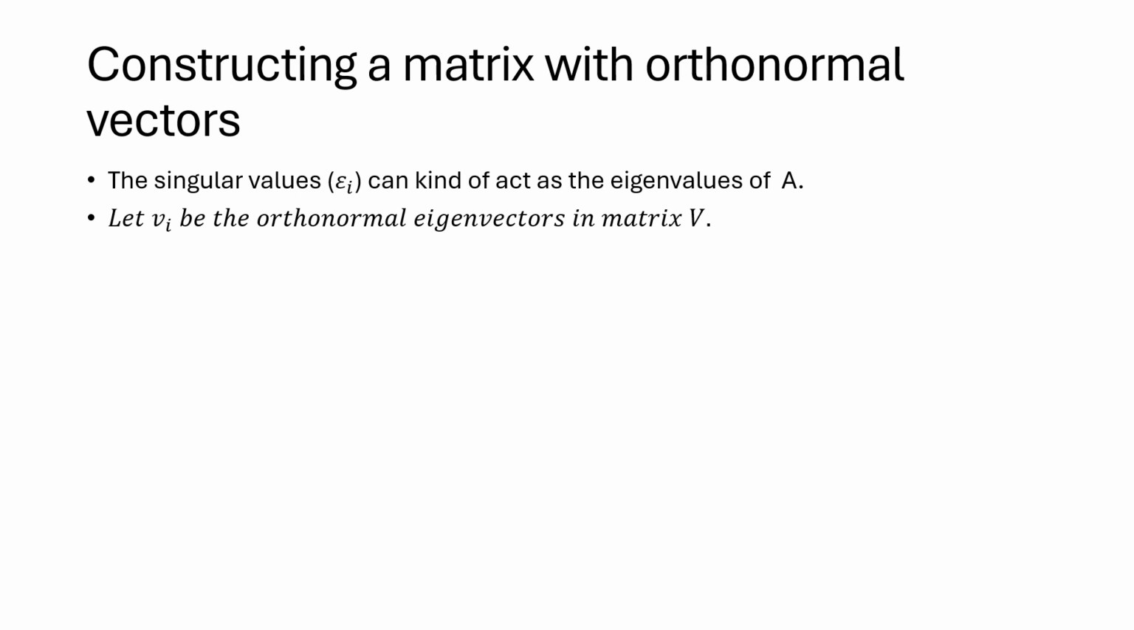So let v be an orthonormal eigenvector in the matrix V. If I take any arbitrary eigenvector from the matrix V, and I apply the transformation of matrix A to v, and I take the dot product, right? So basically, this is just the dot product of Av.